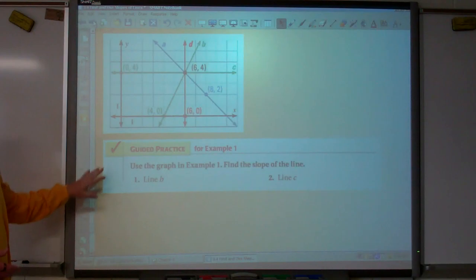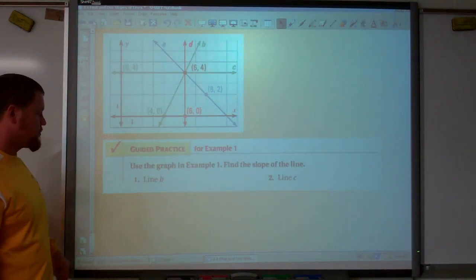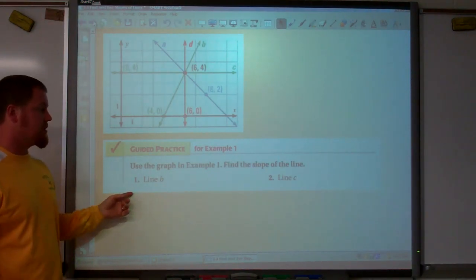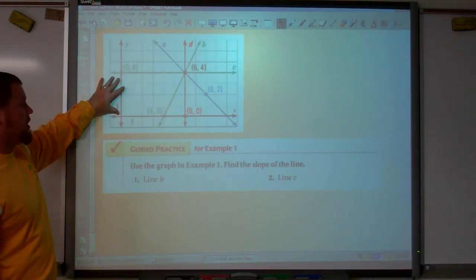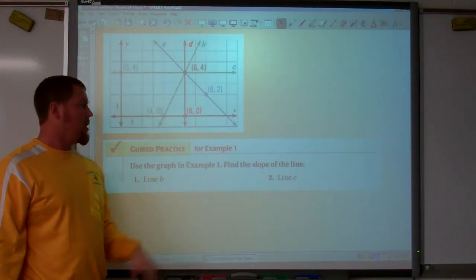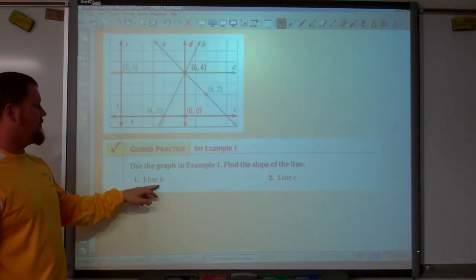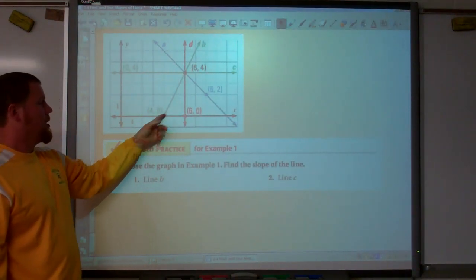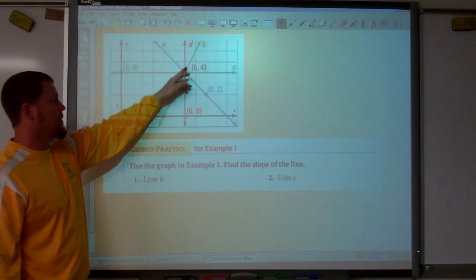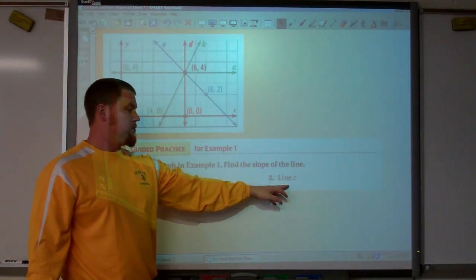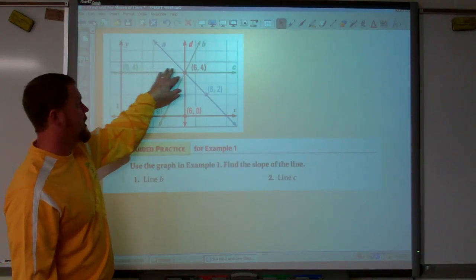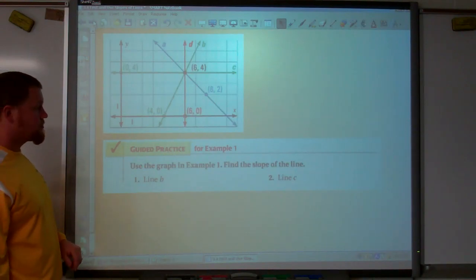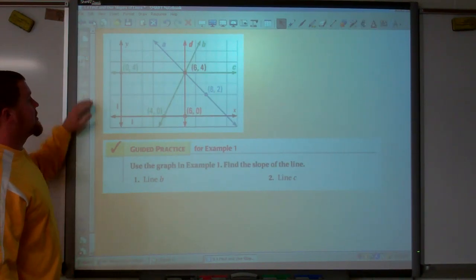Now, I would like you to try these 2 examples here. Put these in your notes and we'll bring these to class tomorrow and we will talk about these. Alright, use the graph in example 1 here. Find the slope of the line. So for problem 1, find the slope of line B. Line B is the green line here. Alright, this green line. I guess there are 2 of them here. This one. And then for problem 2, find the slope of line C. Here. Alright? So please come to class with those 2 problems. You may need to pause.